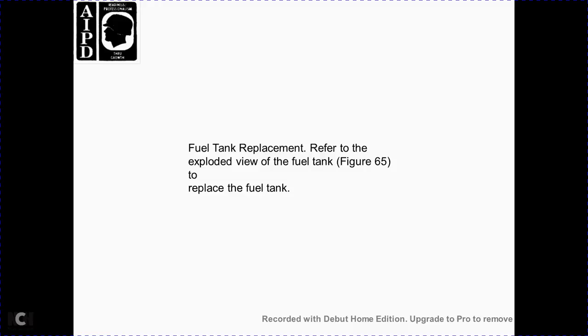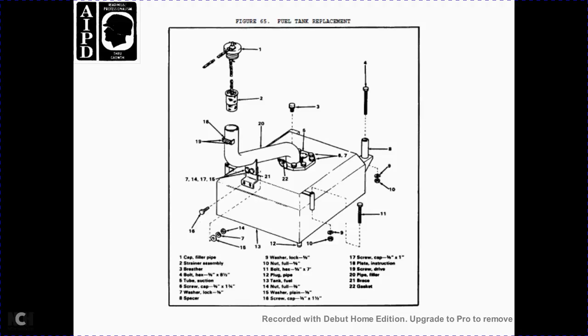Fuel tank replacement, refer to the exploded view of the fuel tank, Figure 65, to replace the fuel tank. For fuel tank replacement: the cap of the filter pipe with the strainer, the breather assembly with the bolt and tube, the suction tube with the screw and washer, the spacer with the washer, nut, and bolt, the plug with the tank, the nut and washer, the screw with the plate, the instruction screw, the pipe with the brace, and the gasket.